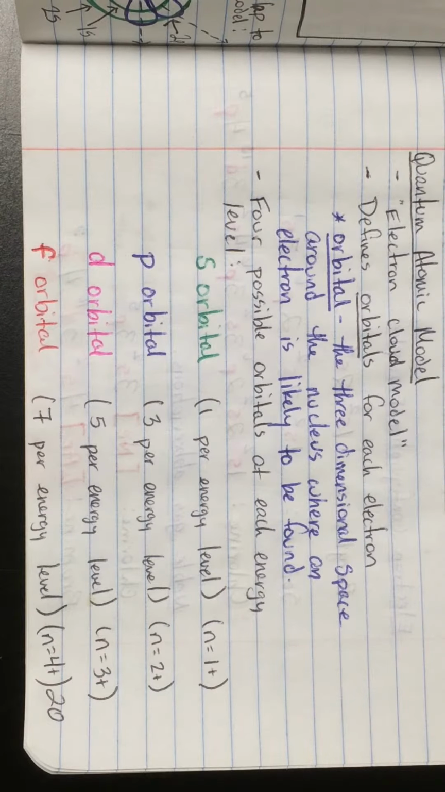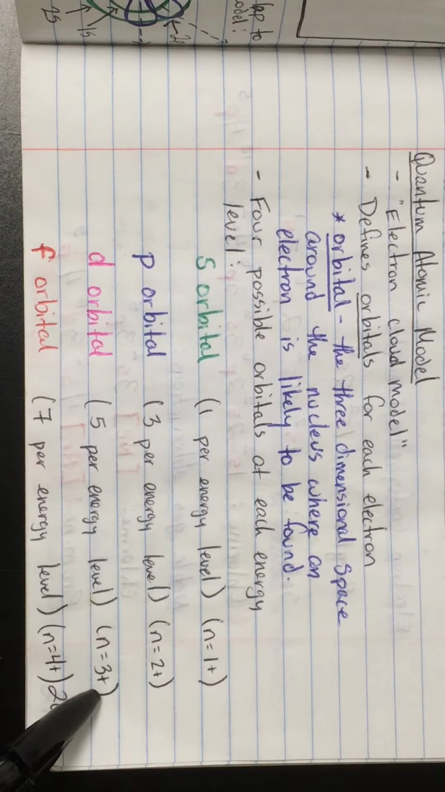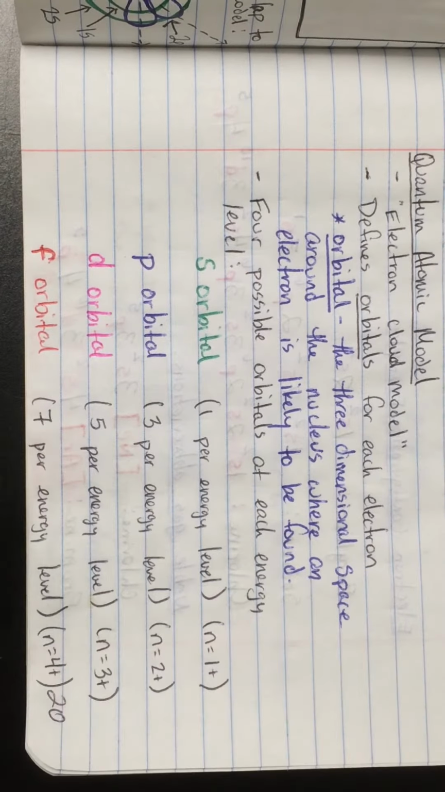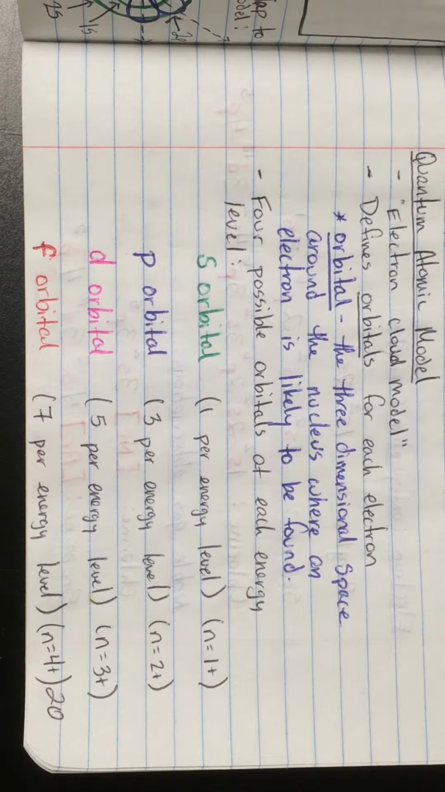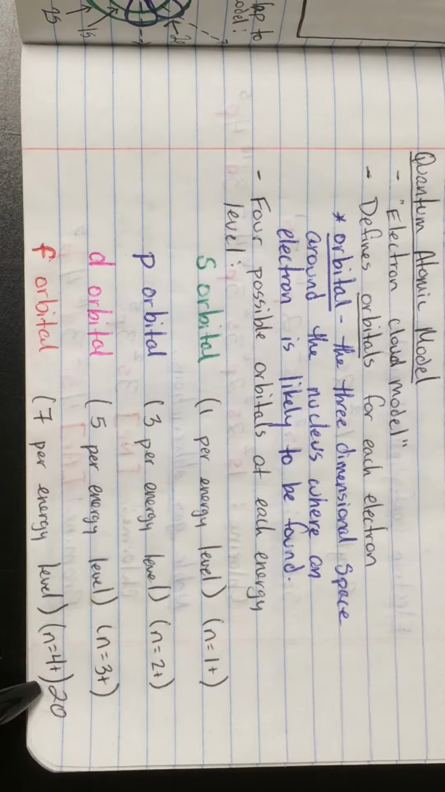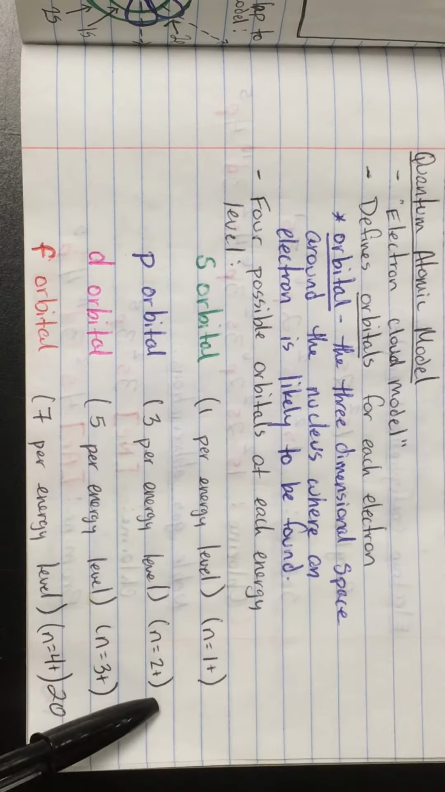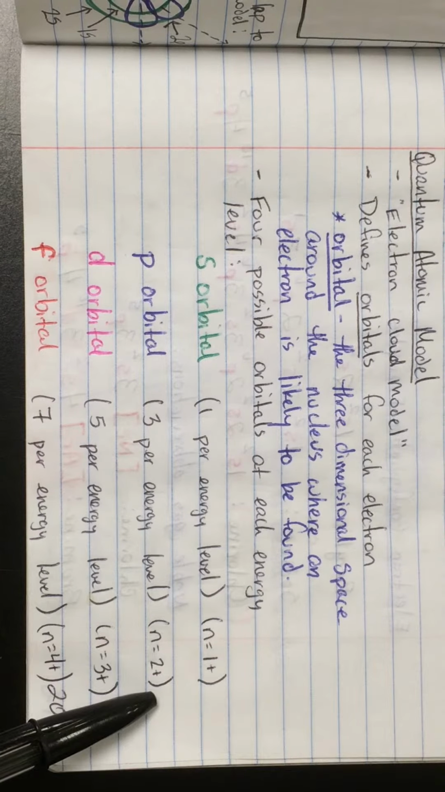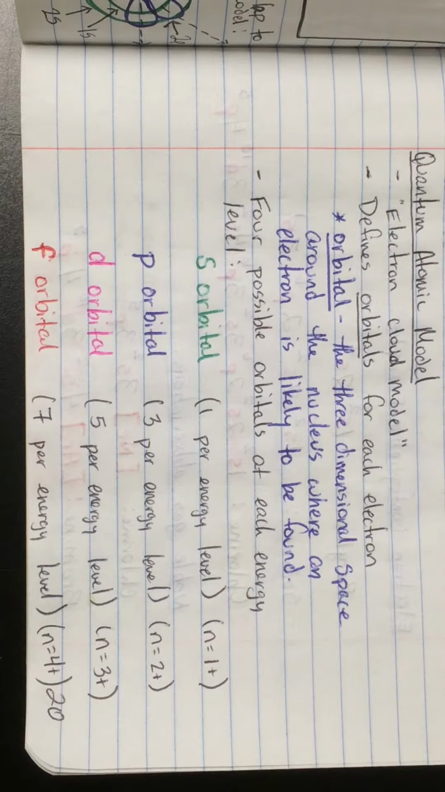There's going to be 5 of these at each energy level, and they start at the third energy level. And the fourth kind is the f orbital, and there will be 7 of these at each energy level, starting with the fourth. We're going to illustrate the s and p orbitals, and we're going to show how they overlap, but we're not going to illustrate the d and f orbitals.